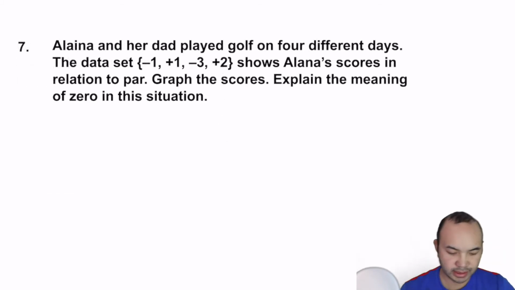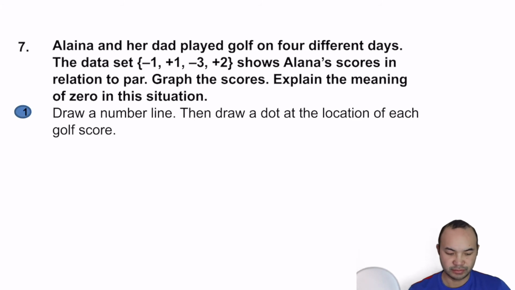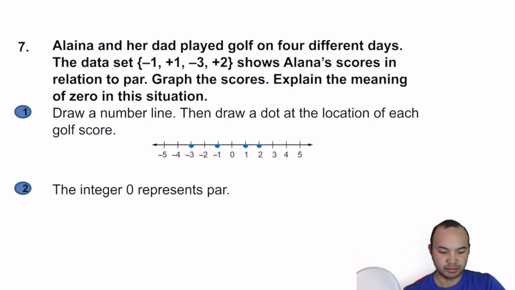Okay, and checking out this example here, Elena and her dad played golf on 4 different days. The data set -1, +1, -3, and +2 shows Elena's scores in relation to par. Graph the scores, explain the meaning of 0 in this situation. So first you draw a number line like that, then a dot for each of their scores. Okay, -1, +1, -3 and +2.